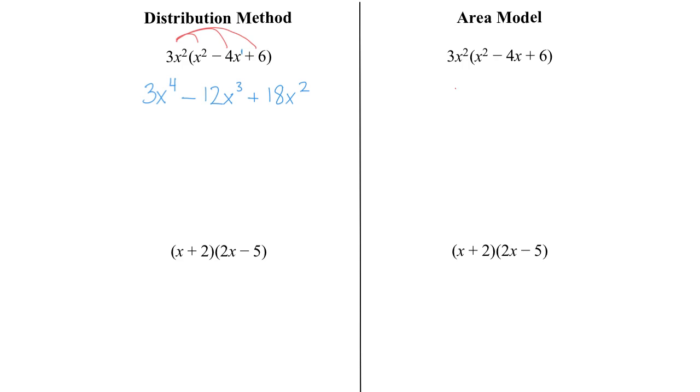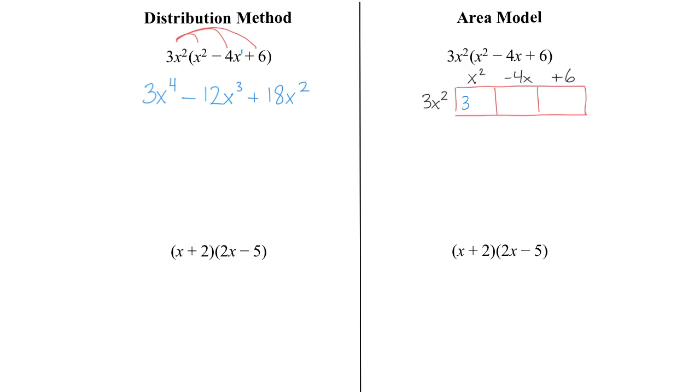We can also do the area model for this. Area model means we're going to draw a box, and we're going to put the pieces on the outsides of the box. So the 3x squared we're going to put right here, and then the x squared minus 4x plus 6 we're going to put right here. And then as you can recall, to fill in any box, we just multiply what's to the left of it and what's above it. So this is going to look real similar.